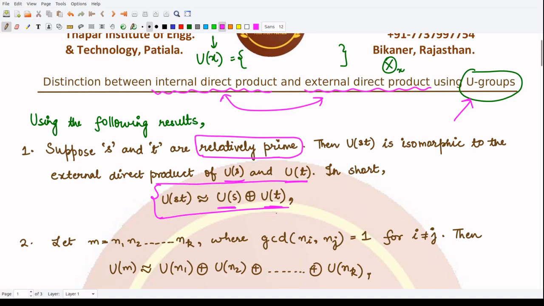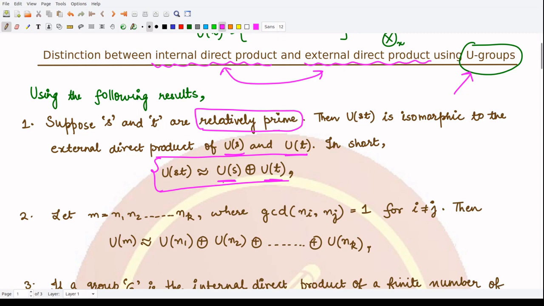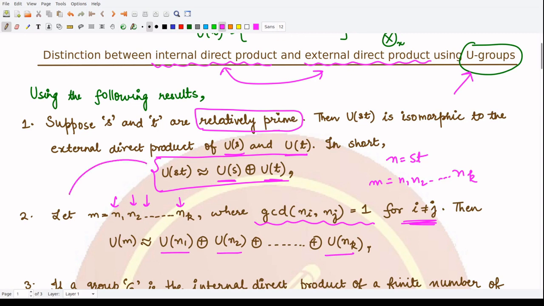The next result, the second result, is a generalization of the first result. Instead of some number n equal to st, we now take m equal to n1 n2 up to nk, such that the GCD of ni with nj is equal to 1 for different i and j. That means n1, n2, n3 and so on up to nk are relatively prime to each other. In that case, we can write U(m) as U(n1) direct product with U(n2) and so on up to direct product with U(nk). So basically this is a generalization of the first result.